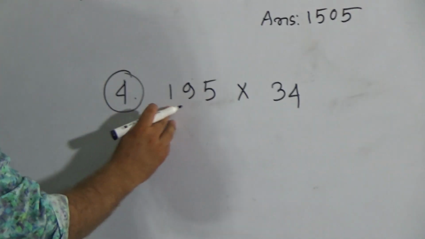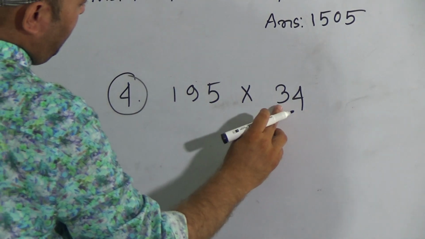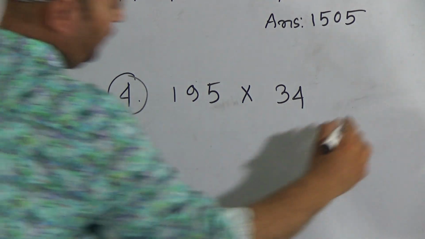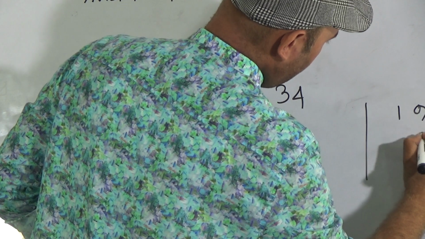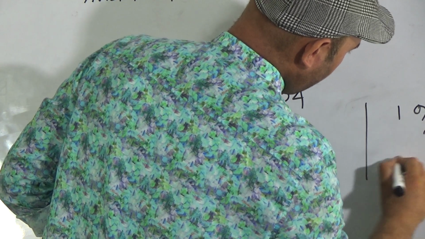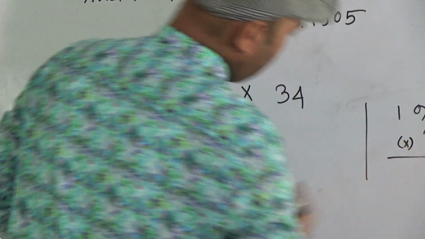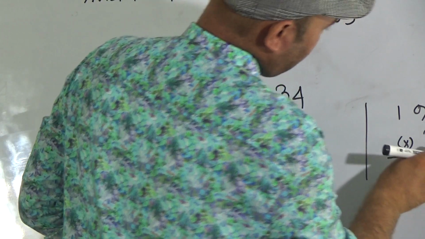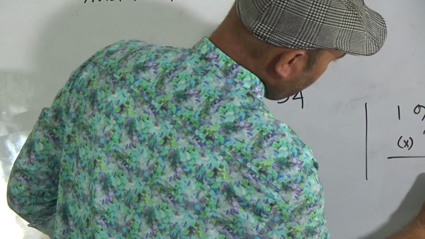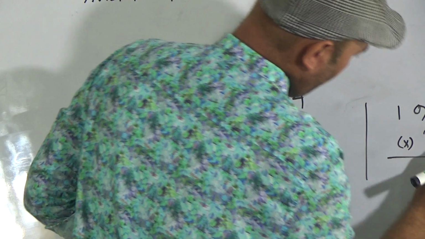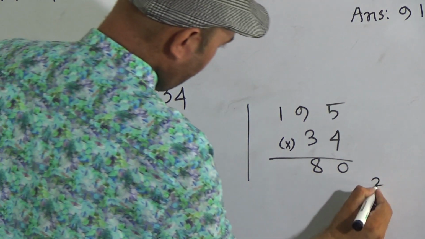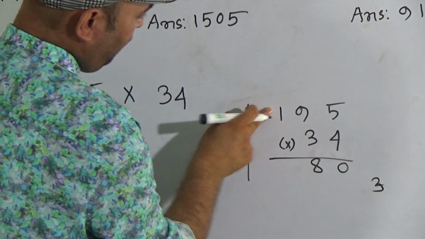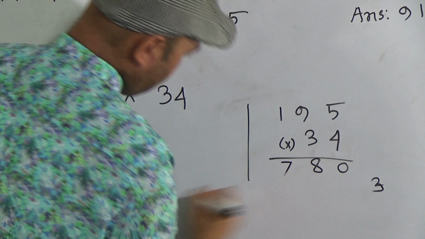Look here is question number 4, 195 and 34. First of all, you have to arrange these numbers, 195 and 34, this way. Now multiply as the last rules. 4 5s are 20, you carry 2. 4 9s are 36, and 2 it will be 38. You carry 3. 4 1s are 4, and 3 it will be 7.